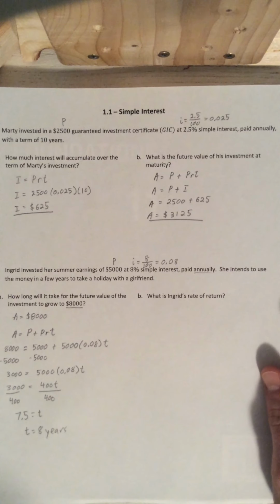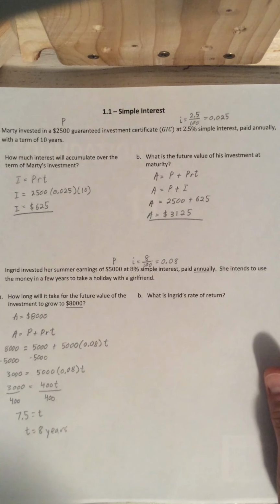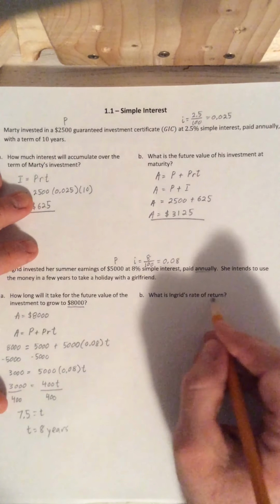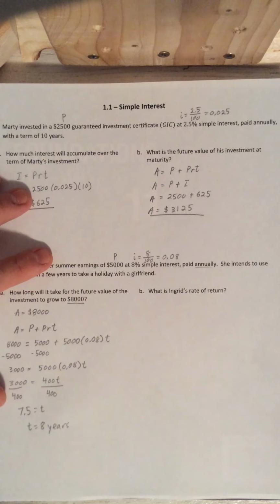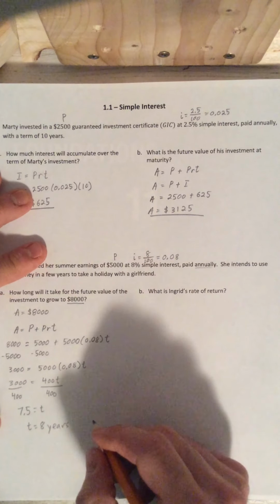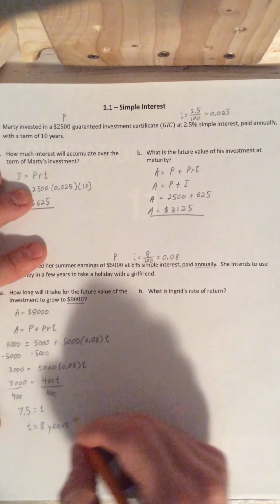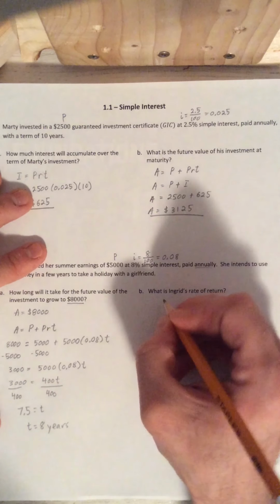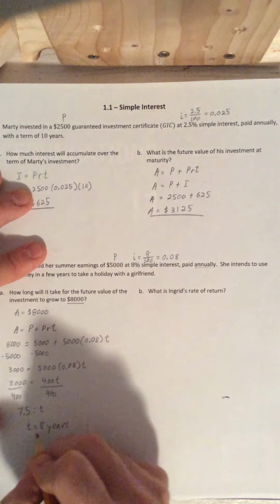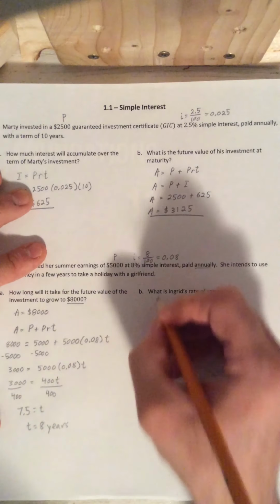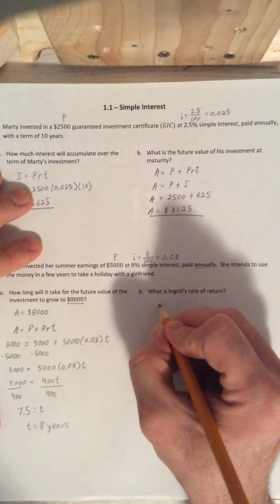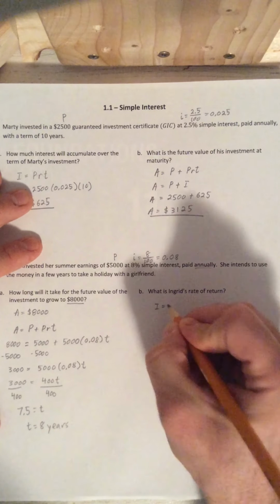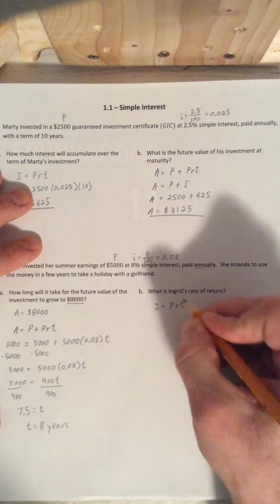Now, in part B, we're being asked to calculate Ingrid's rate of return. What this is, is a ratio of money earned compared to the money she invests. We really don't know how much money she has earned or the interest she's earned. To figure that out, since we're going for 8 years, and 7.5 years only gives us $3,000, we'll use the interest formula again to figure out how much interest she earns in that time.